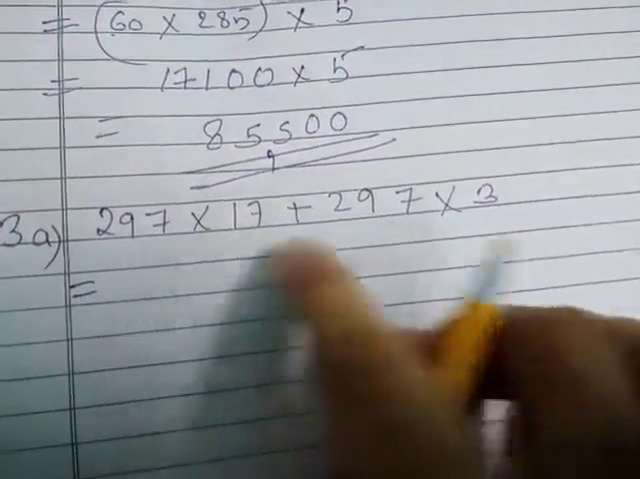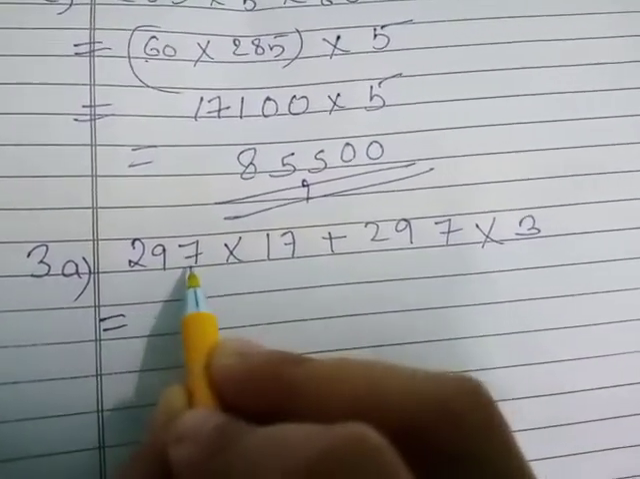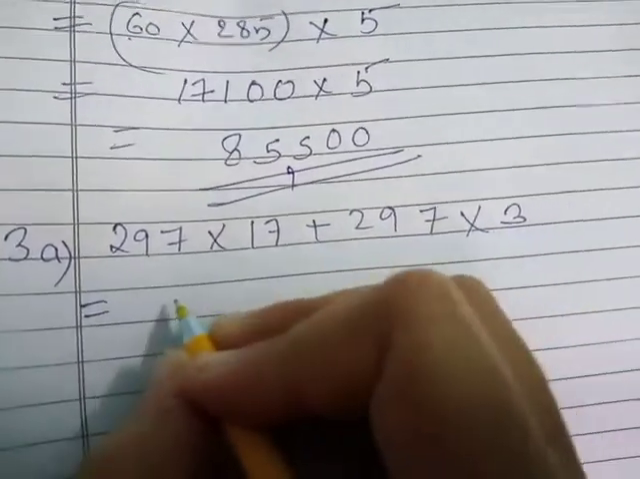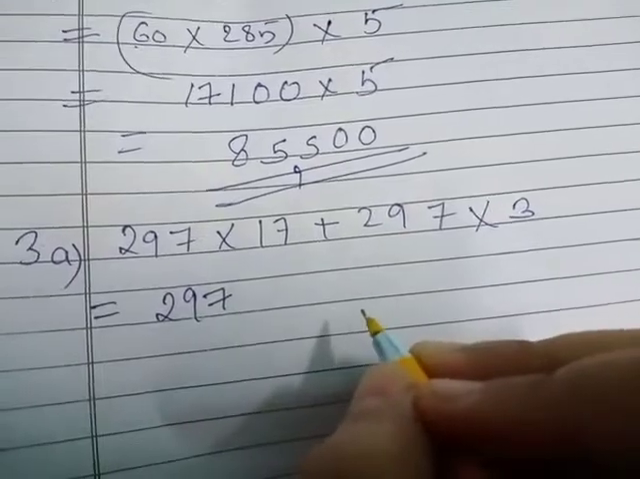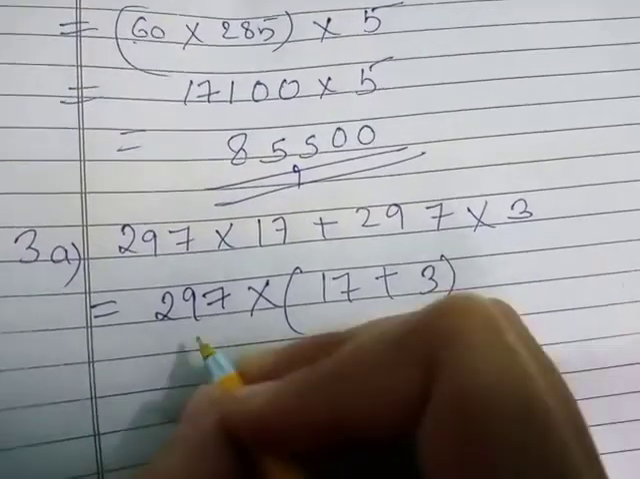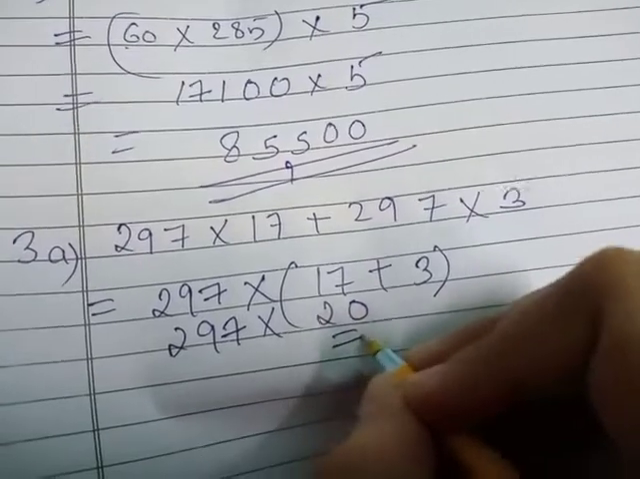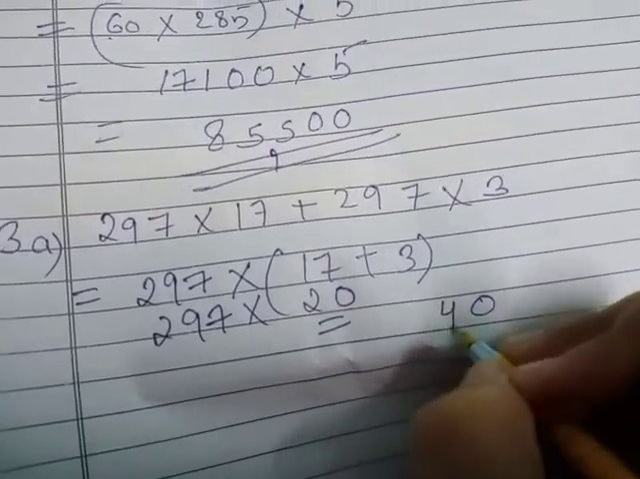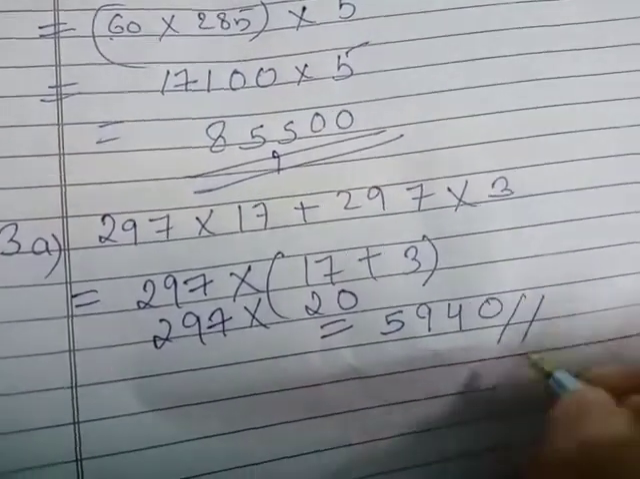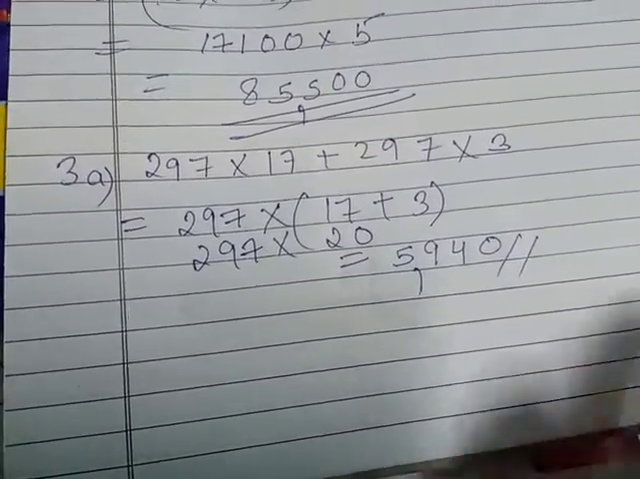So what is the common number in the given numbers? We can see here, before plus also we have 297, and after this plus also we have 297. So we can say 297 is the common number. Okay, and the remaining numbers, that is 17 plus 3. So 297 we will write as it is. 17 plus 3 is 20, and then we will multiply. So 2 7s are 14, 2 9s are 18 plus 1 19, 2 2s are 4 plus 1 5. So like this we will find the value by taking a number common outside.